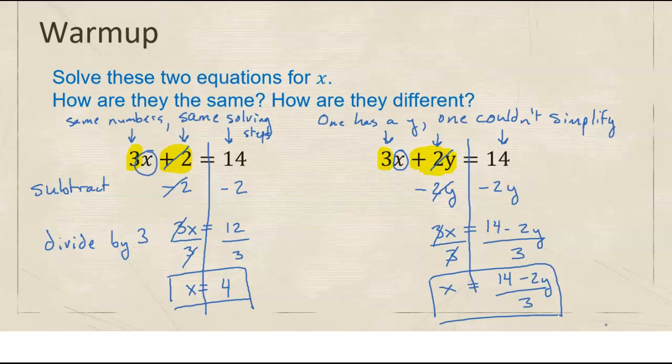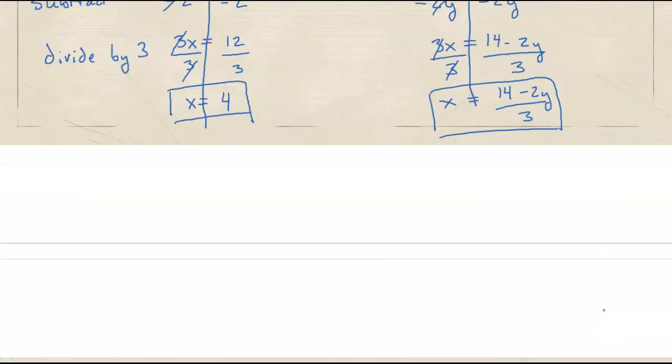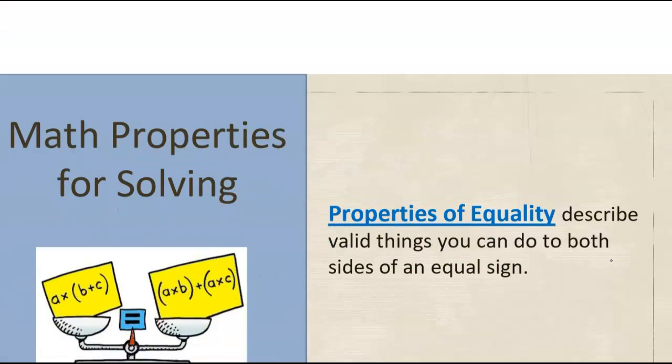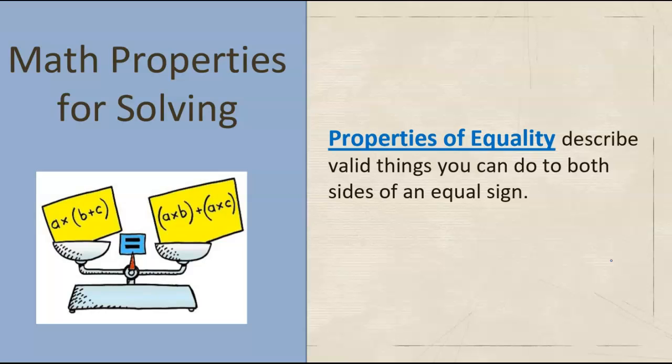So great warm up. Now we will get going on today's lesson. We're going to be looking at some properties for solving, and actually almost none of these will look new. All we're doing today is just giving them names. Giving them names you maybe haven't heard before. So the first ones we're going to look at are called properties of equality. These are things that you can do on opposite sides of an equal sign.